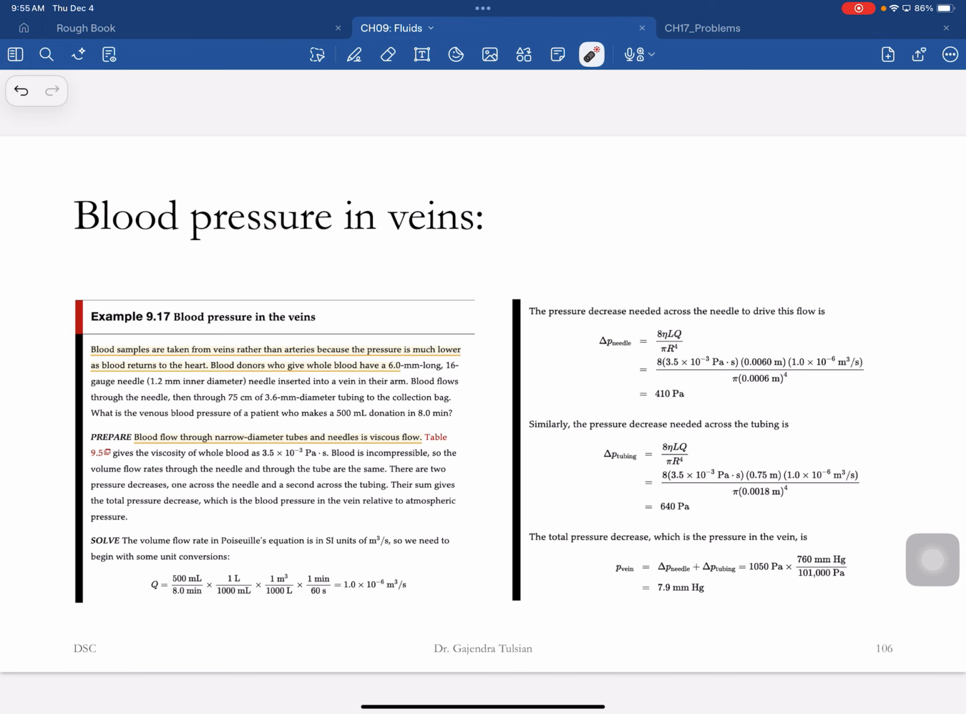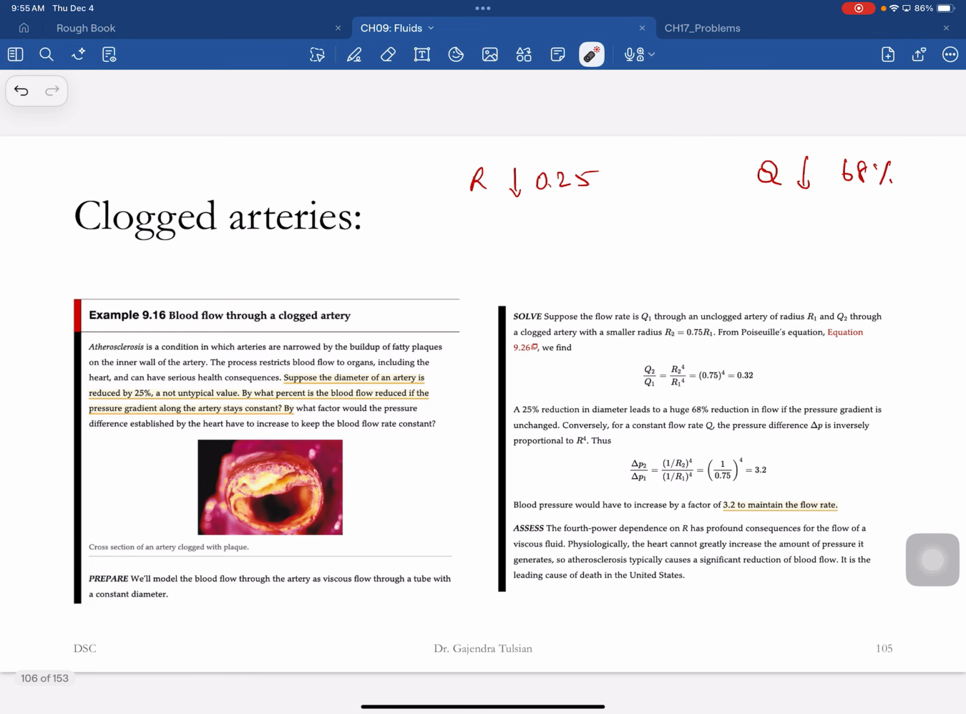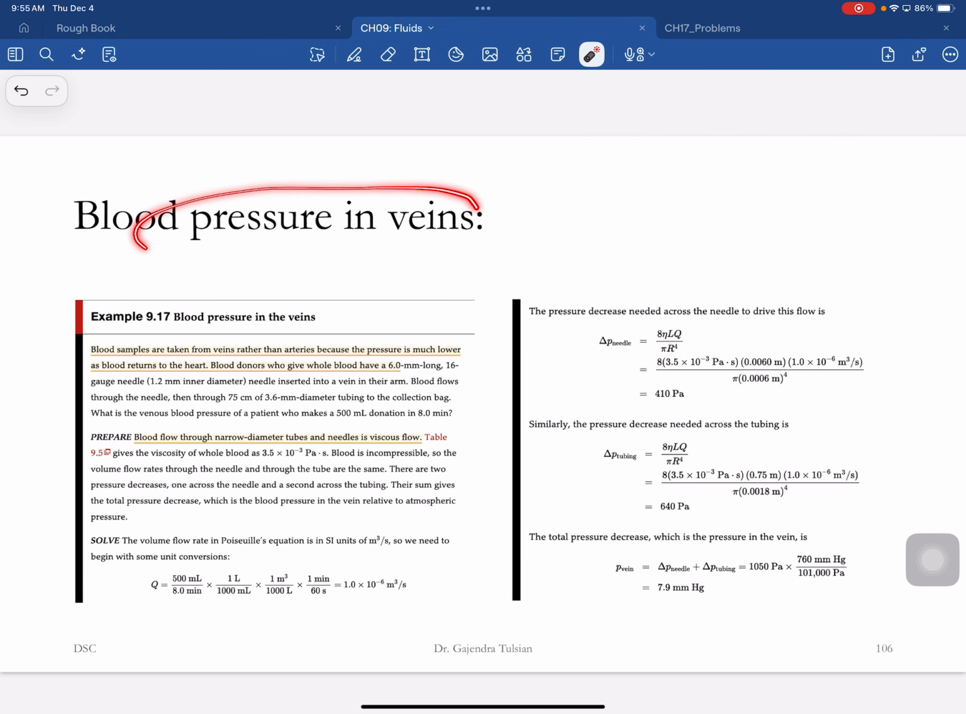Now using this formula, we'll calculate the blood pressure in veins. You guys know when you draw blood, where do you draw blood from? Usually in your veins. Why don't they draw it from the arteries? Because the pressure is too strong. Yeah, the pressure is too strong, and it would gush out like a fire hydrant. So this problem goes through that.